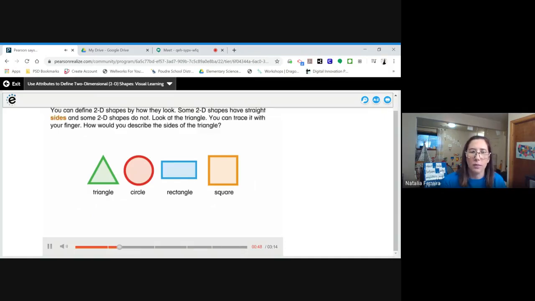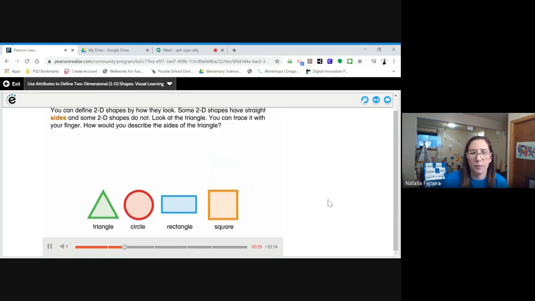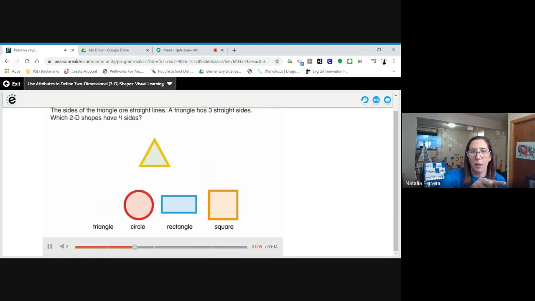We describe 2D shapes by how they look. Some 2D shapes have straight sides, and some 2D shapes do not. Now look at the triangle. You can trace it with your finger. How would you describe the sides of the triangle? Would you describe them as straight? Straight lines. A triangle has 3 straight sides.